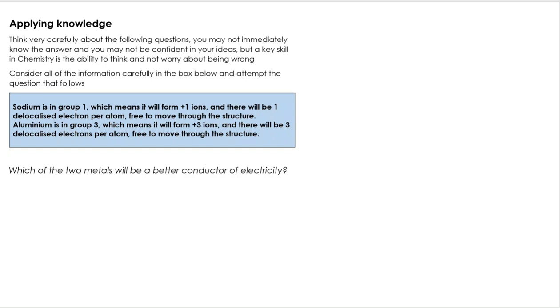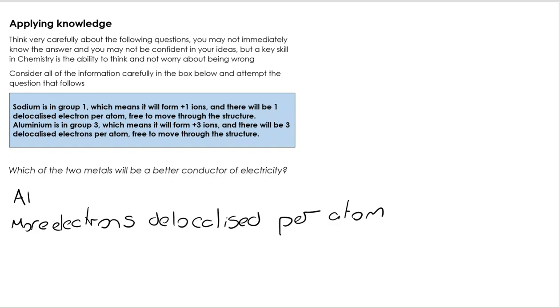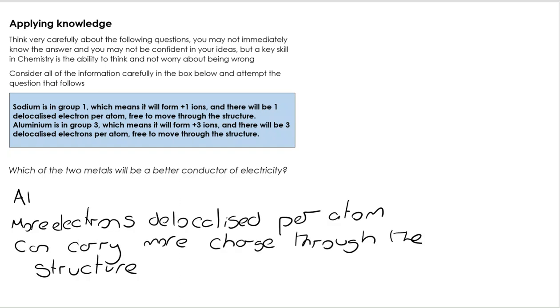Now we're going to use some of the same key ideas here. It's aluminium, and each aluminium atom will have 3 delocalized electrons. So there are more electrons delocalized per atom. And if there's more electrons that are flowing through, that means more charge can be carried through the structure.